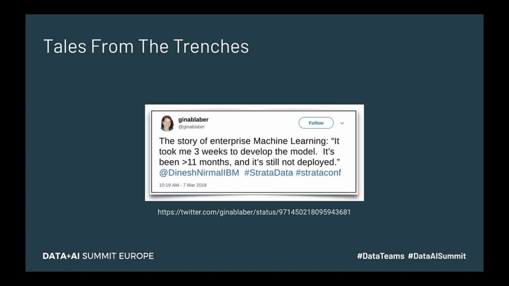And unfortunately, people have discovered this the hard way. This is kind of a famous tweet now from Gina Blabber at O'Reilly, and it talks about a solution where they trained the model in something like 3 weeks, which is pretty reasonable. And 11 months later, it's still not deployed because they've discovered all the issues with deploying something into production.